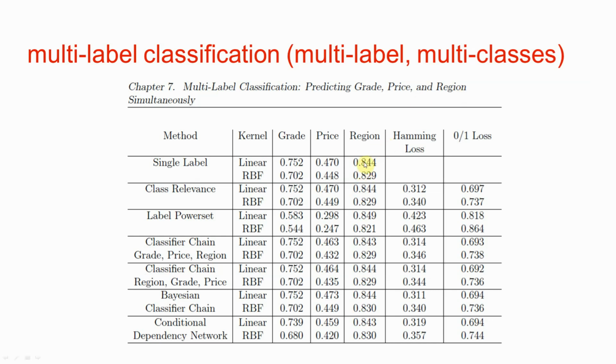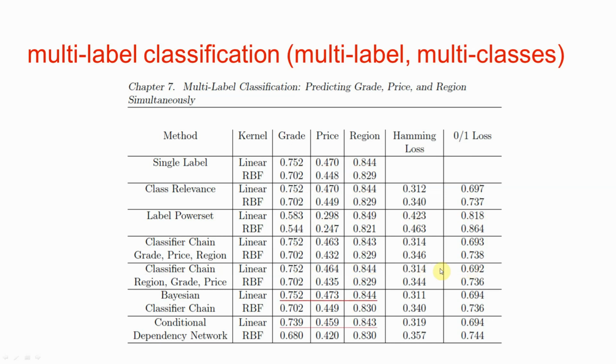If we look into that one, we have similar observations compared with the first 3 values. They are similar for the single label as well as the classifier relevance. While we're looking into the label power sets, you can see that it's actually doing super badly on the price, and that's why it results in a much higher Hamming loss as well as 0-1 loss. You can see it's actually doing pretty badly in terms of 0-1 loss over here. If we look into the classifier chains, compared with these 2, they are almost identical in terms of the Hamming loss as well as the 0-1 loss.